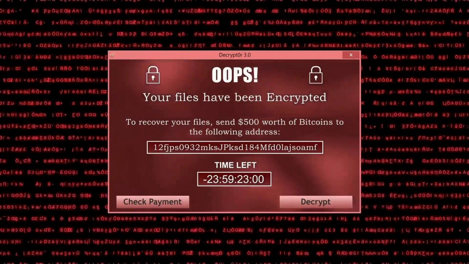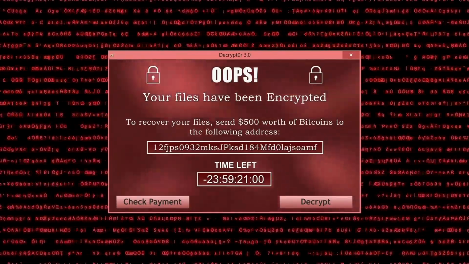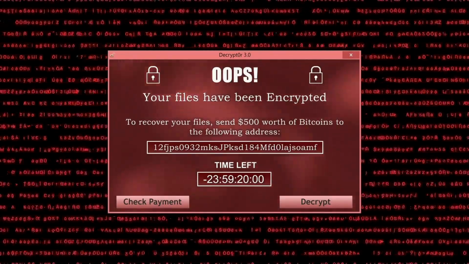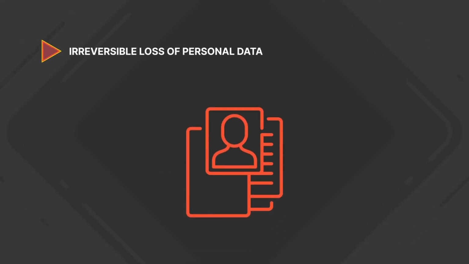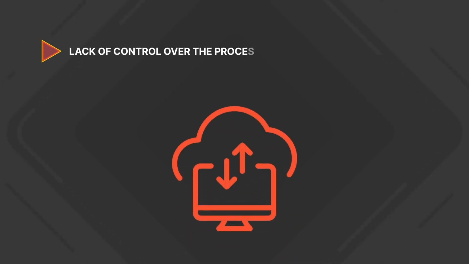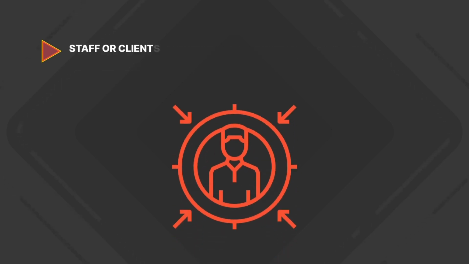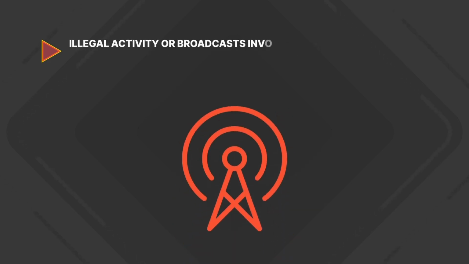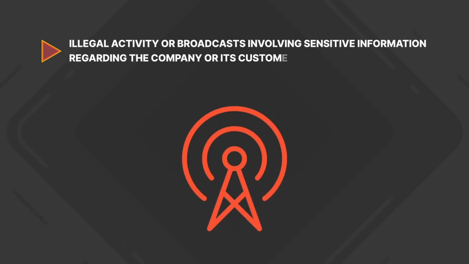Invasion by ransomware or other forms of malware can result in the following: irreversible loss of personal data, lack of control over the processing or transfer of information, staff or clients being targeted for cyber attacks, illegal activity or broadcasts involving sensitive information regarding the company or its customers.